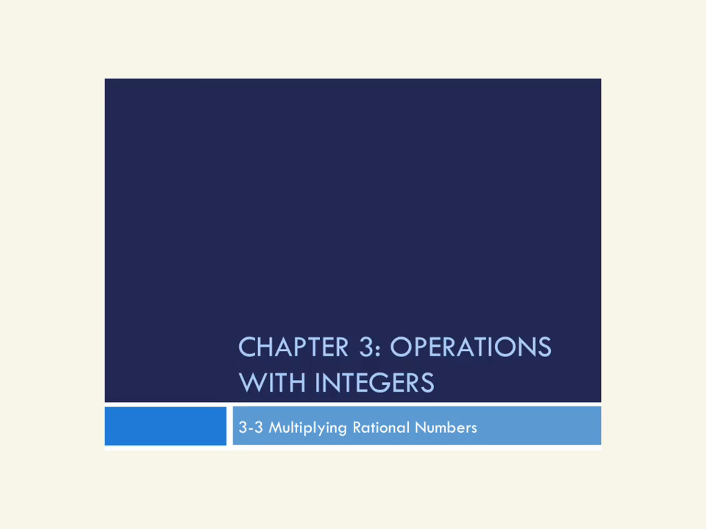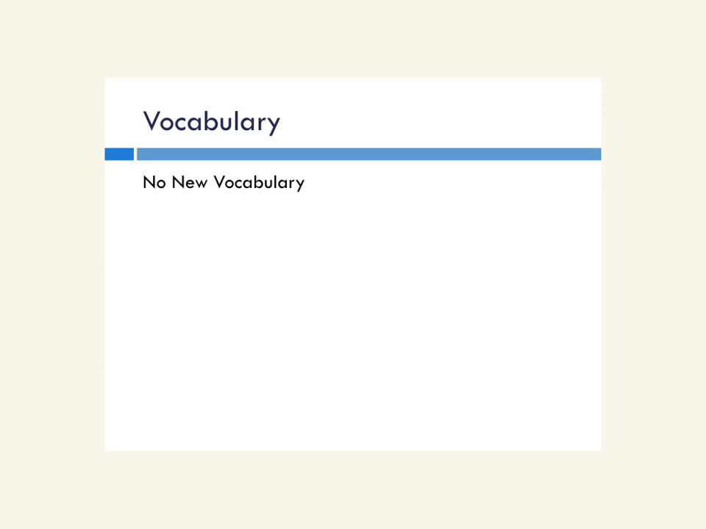Alright, 7th grade, Chapter 3, Operations with Integers, Section 3.3, Multiplying Rational Numbers. Yay! No new vocabulary. However, this gives you an opportunity to review rational numbers, positive and negative numbers, absolute value, and other vocabulary from past lessons.